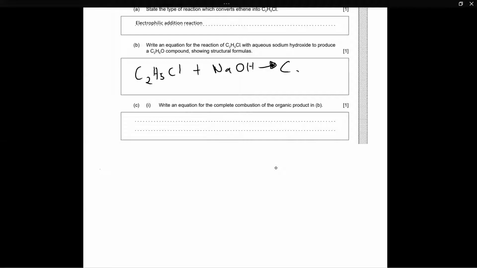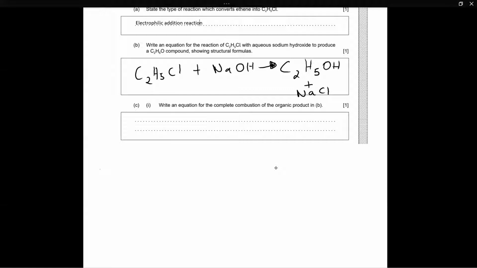So the products of this are C2H5OH plus NaCl, because as I showed you earlier, we form salt because the chlorine, which is being chased away from the carbon atom, goes and combines with the Na plus. Sorry, that looks like an S. This is actually a 5. So C2H5OH plus NaCl. So this is your equation.